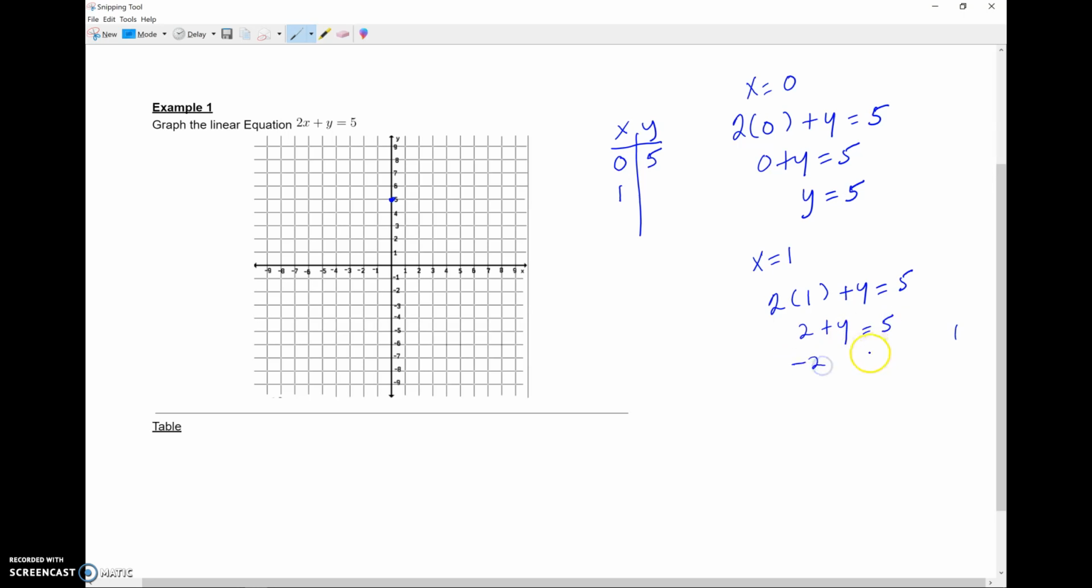We subtract 2 from both sides. And we have 2 minus 2, which is 0, and we have y equals 3. So the next ordered pair that we have is 1, comma 3. So we start at the origin, we go over 1, and go up 3.